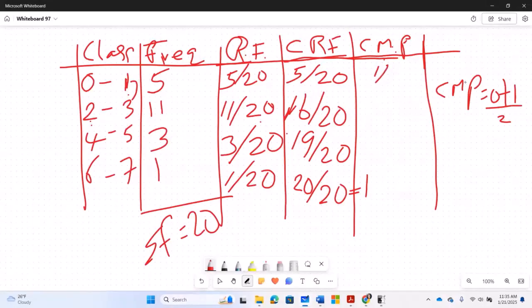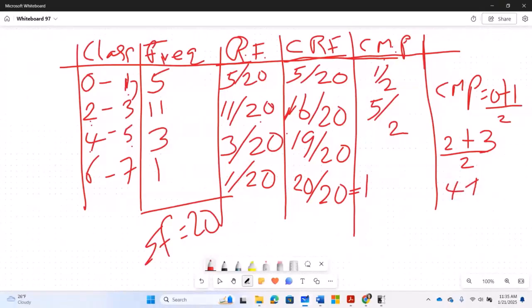I'm going to write the fraction, 1/2. Let me find the class midpoint of the second class. It is the lower limit of the second class plus the upper limit of the second class divided by 2. And that is 5 over 2 or 2.5. Okay. The class midpoint of the third class is the lower limit of the third class plus the upper limit of the third class divided by 2. So 4 plus 5 divided by 2. And that's going to give me 9 over 2.